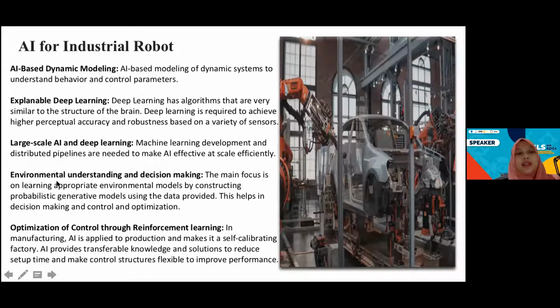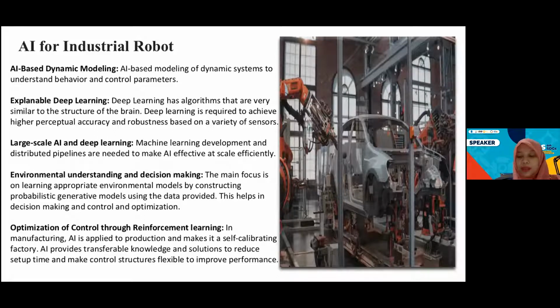Number four is environmental understanding and decision making. The main focus is on learning appropriate environmental models by constructing probabilistic generative models using the data provided. The data is provided by the sensors or the devices connected with IoT, which send all the data to the server. And this helps in decision making and control and in making some optimization of production.